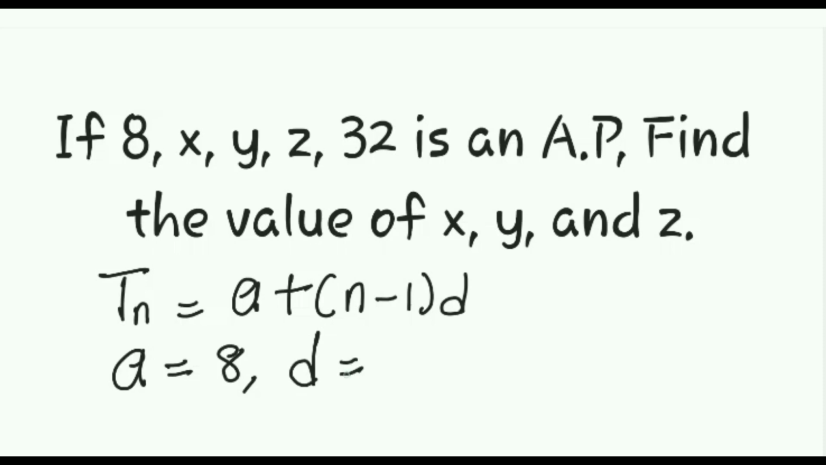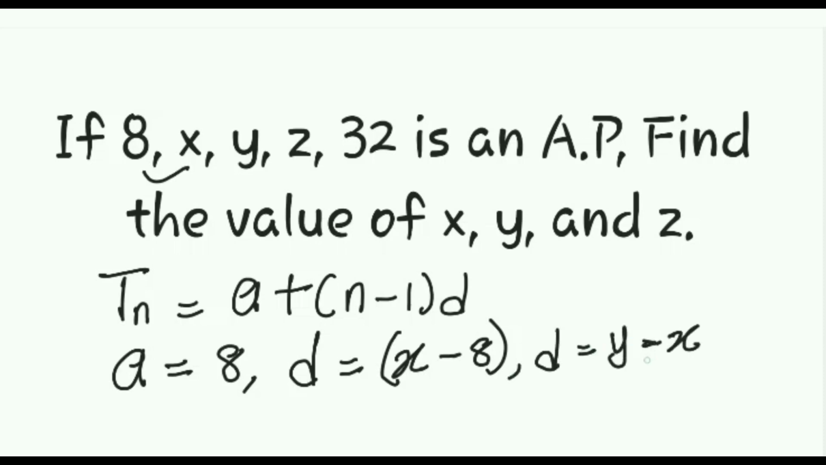The common difference is the succeeding term minus the preceding term, the difference between two consecutive terms. So x minus 8 is a common difference. Or you say that the common difference is y minus x, that's also correct. Or you say 32 minus z, that's also correct. But in this case, we really need to be very careful of what to substitute the common difference as. We have also been given the value of the last term.